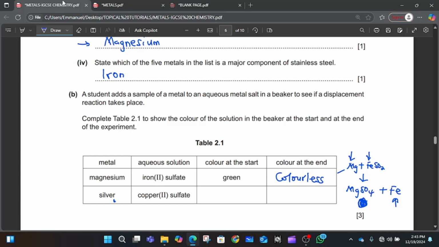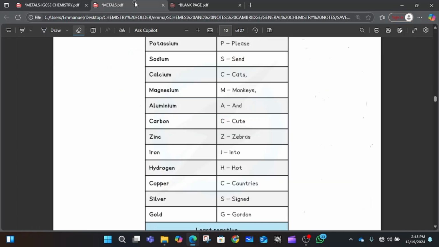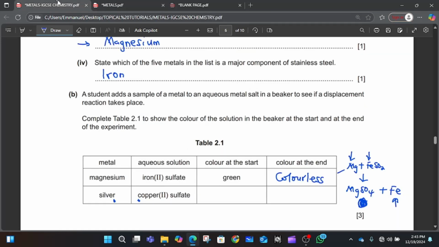The next one, so for silver and copper, from the reactivity series, we can see that copper is on top of silver. It means that copper is more reactive than silver. So there is no way silver can displace copper from this salt. And so for copper 2 solutions, we see a blue color. Since silver cannot displace copper in this salt solution, we are going to get a blue color at the end of the reaction. In fact, no reaction takes place, so the solution is going to stay the same blue solution.